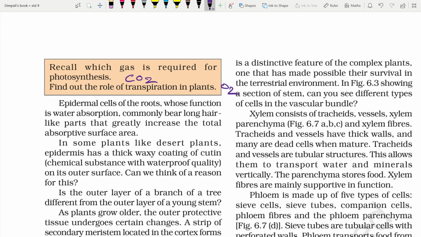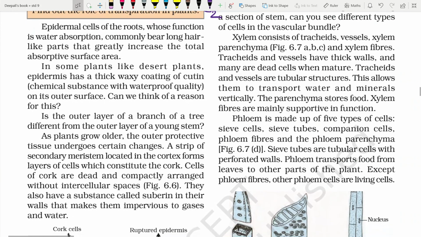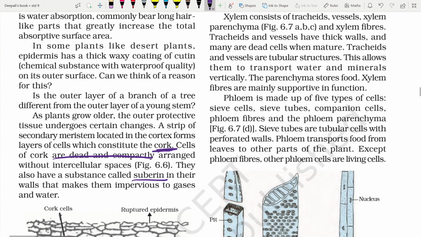Look at the outer layer of the branch of a tree, the different forms of outer layer of young stems. As the plant grows older, the outer protective tissue undergoes certain changes and a strip of secondary tissue located in the cortex forms the layer of cells which constitutes the cork. So that is the outermost layer, the thick bark-like structure of the plant. Cells of cork are dead and compactly arranged without intercellular spaces. They also have a substance called suberin in their walls that makes them impervious to gases and water.